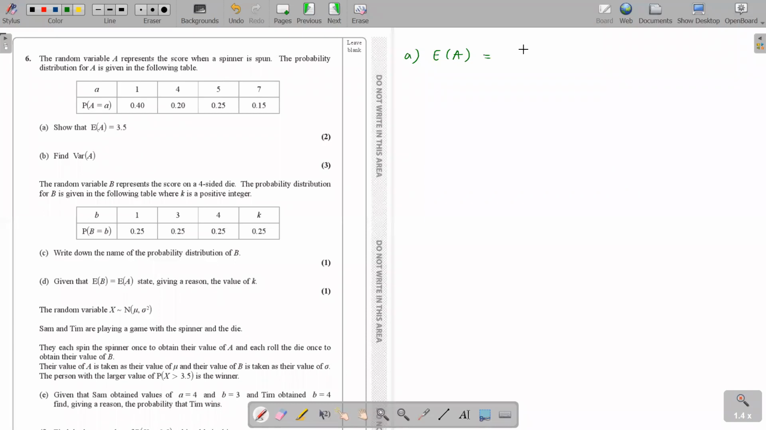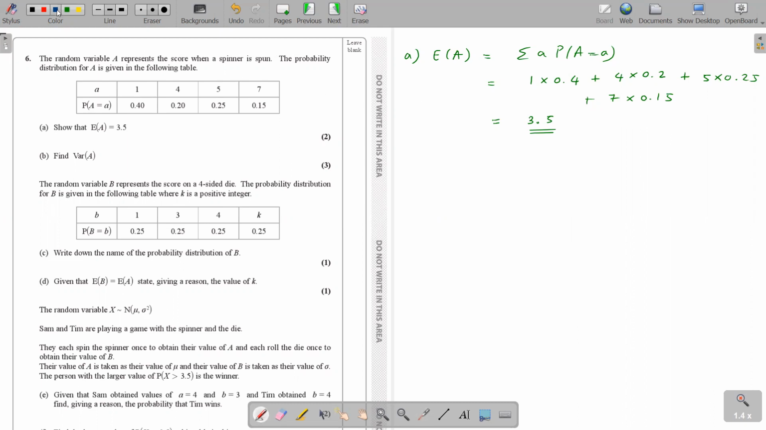You multiply the A value with the probability of each respective term. So here A is 1, probability 0.4, plus A is 4 into probability 0.2, plus A is 5 into probability 0.25, plus A is 7 into probability 0.15. Can I know how much this is? 3.5. So it's 3.5. Okay, so it's a show-that question, but anyway, you have to show the working. Make sure these workings are there to be seen in order to receive the full marks.